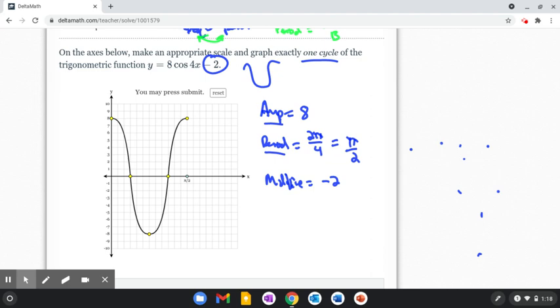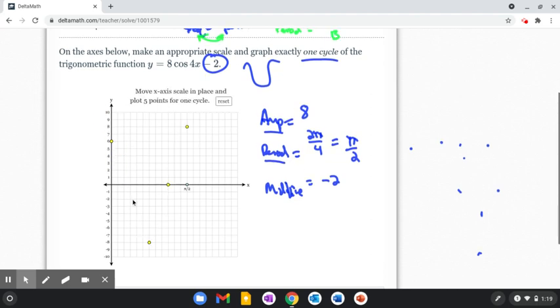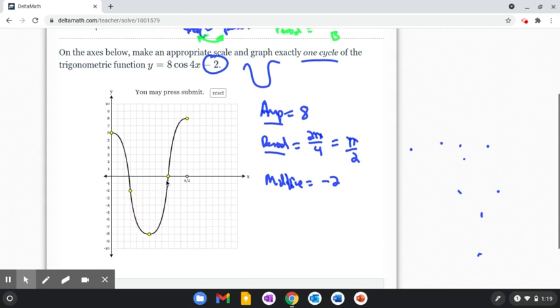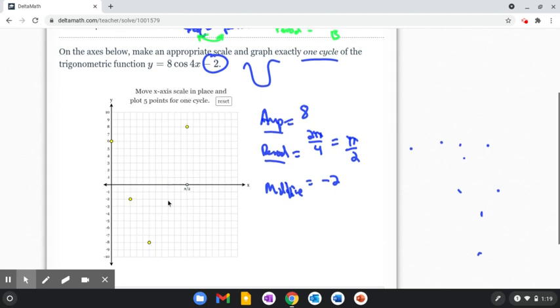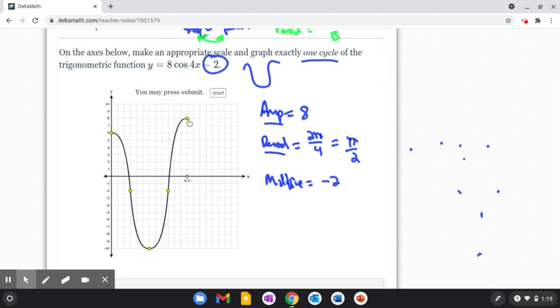Okay, but these all have to be moved down too, because the midline or the shift down is -2. So I'm going to move it down 2 to 6. This one goes down to -2. And you might be able to just do this in your head. That's perfectly fine. But as you learn how to do it, clicking and moving them down seems to work pretty well. So that's it. We got our midline at -2. Our amplitude is 8 because we go from -2 to 6 and -2 to -10. And our period is from 0 to pi over 2.